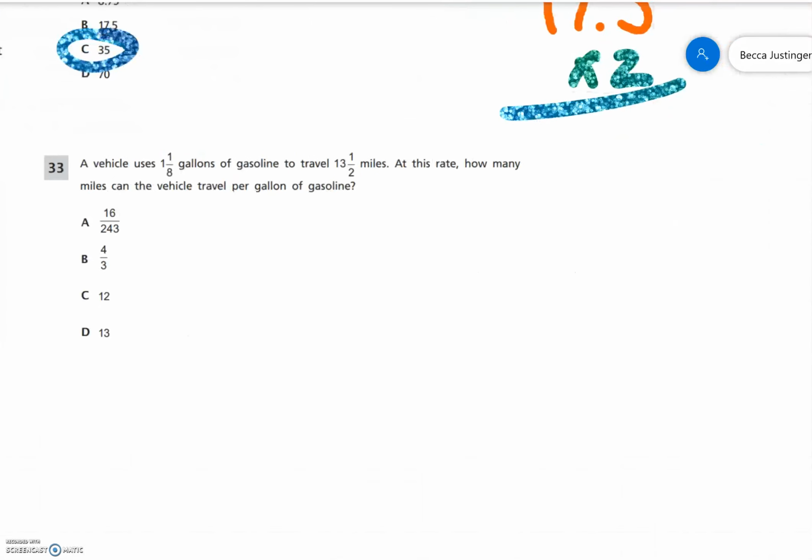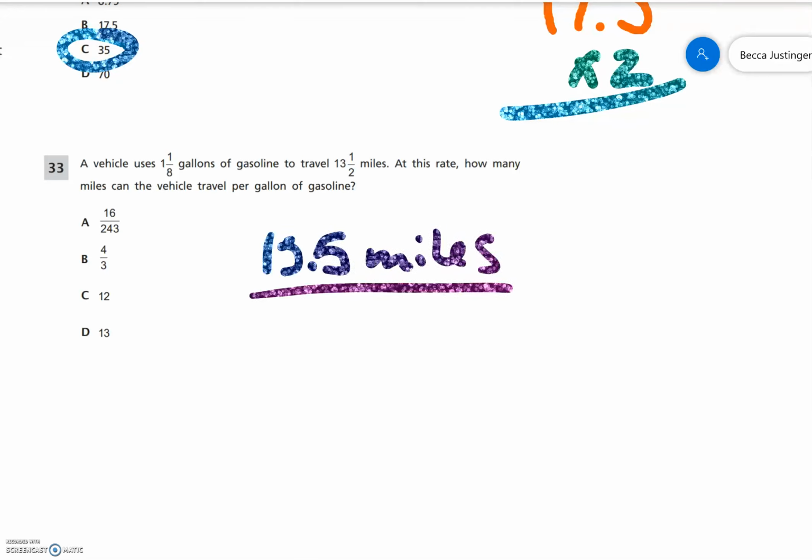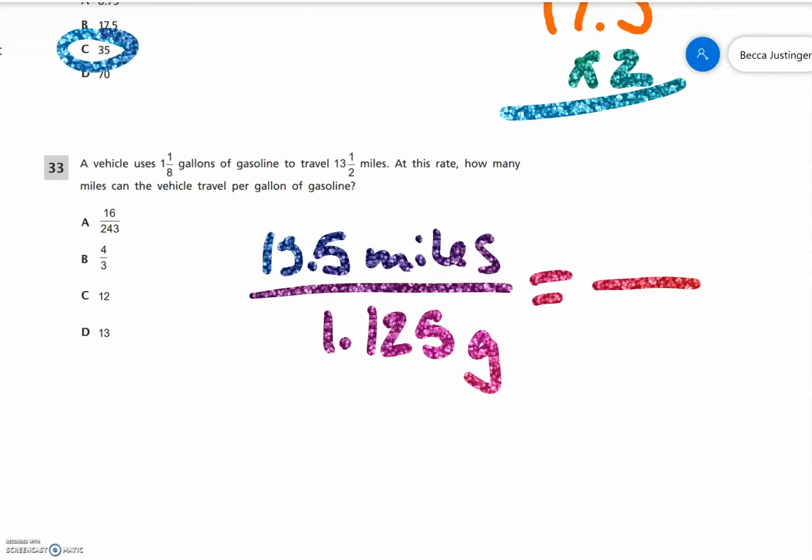A vehicle uses 1 1/8 gallons of gasoline to travel 13.5 miles. At this rate, how many miles can the vehicle travel per gallon of gasoline? So if we've got 13.5 miles in 1 1/8, 1 divided by 8, 1.125 gallons. I want to see how far it can go with 1 gallon of gas.